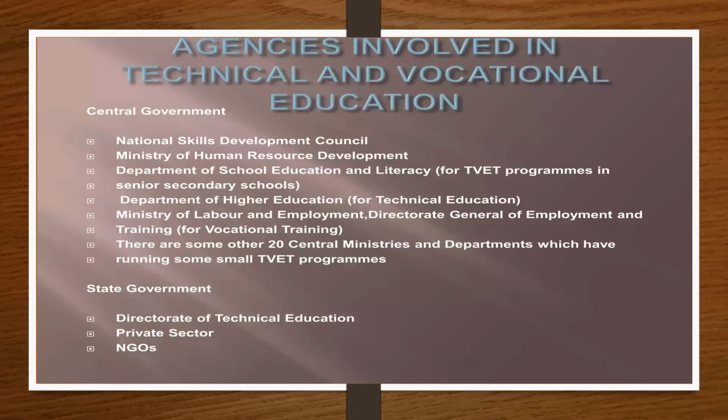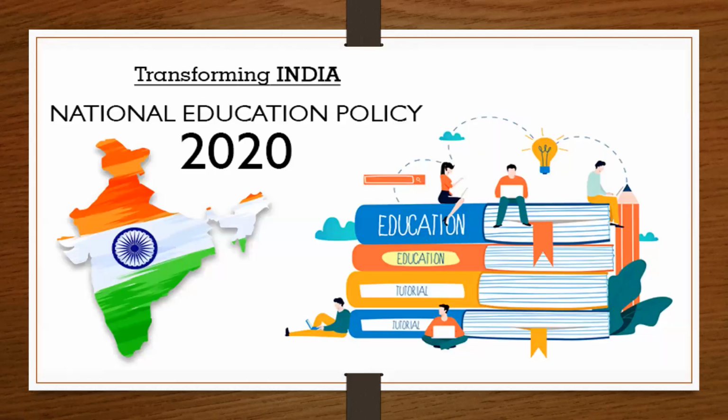Different agencies are also involved in technical and vocational education, both of the central government as well as of state government. So, this is the list of the central government agencies like National Skill Development Council, Minister of Human Resource Development, Department of School Education and Literacy, Department of Higher Education, Minister of Labor and Employment, then some other 20 central ministries and departments which are running some small TVET programs. State government agencies include the Director of Technical Education, private sectors are there, and various NGOs are also providing the vocational trainings.